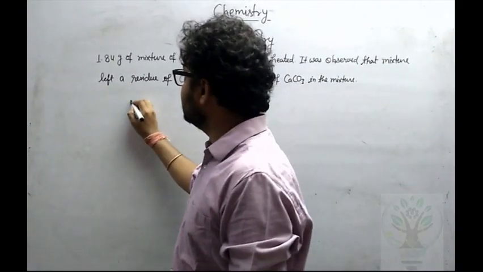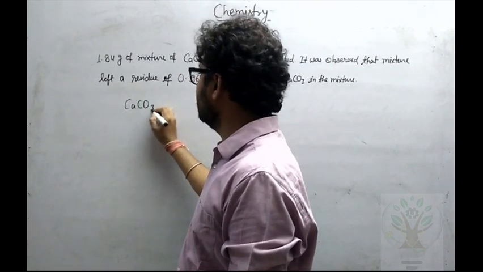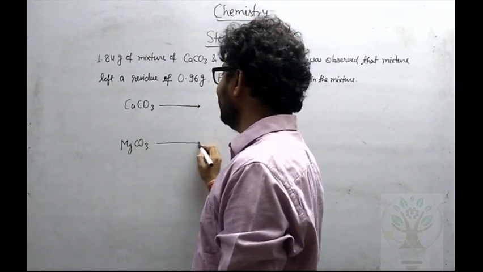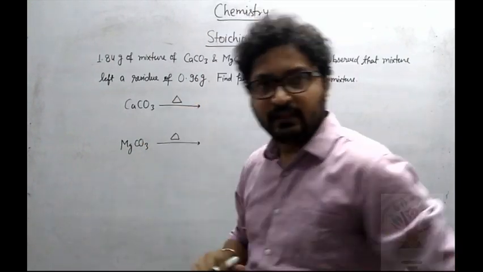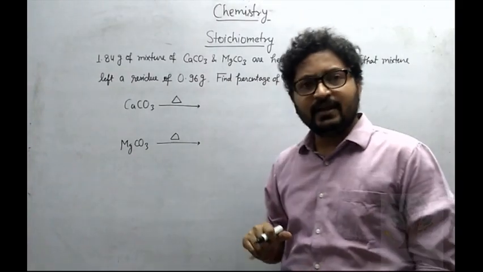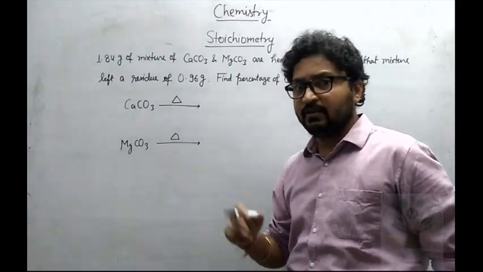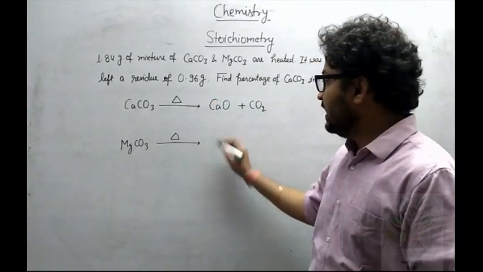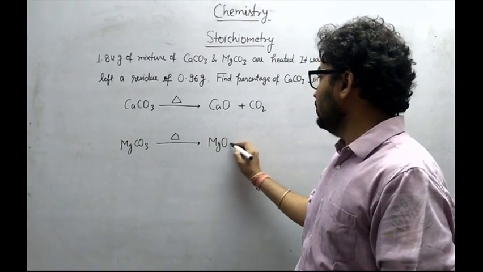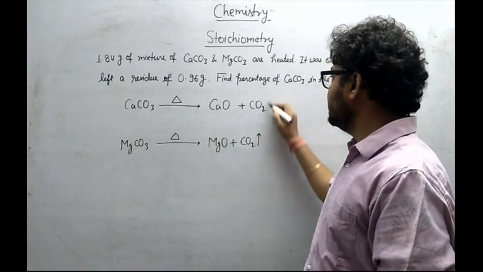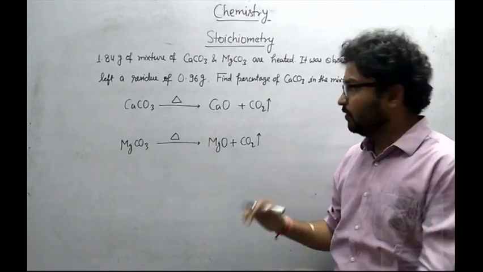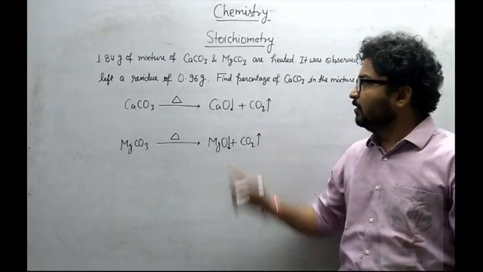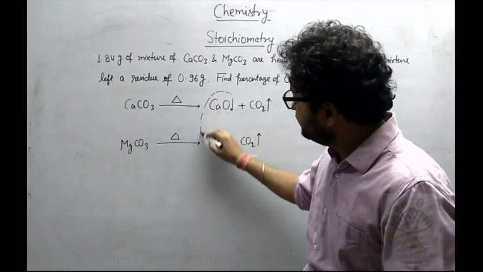They are saying we have a mixture of CaCO3 and MgCO3 and we are heating them. Now tell me, what will happen if I heat CaCO3? I told you some important reaction in the very beginning. So CaCO3 will convert into CaO plus CO2 and similarly MgCO3 will give you MgO plus CO2. See, CO2 is a gas, so it will simply leave. CaO is a solid, so it will be deposited at the bottom. Now this is your residue.